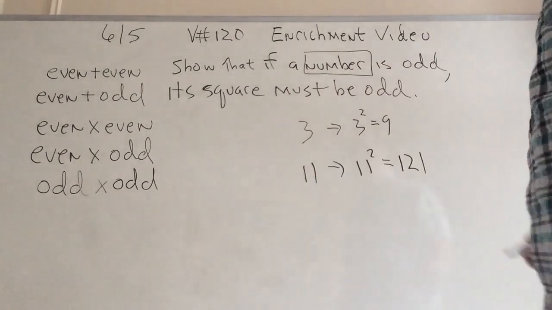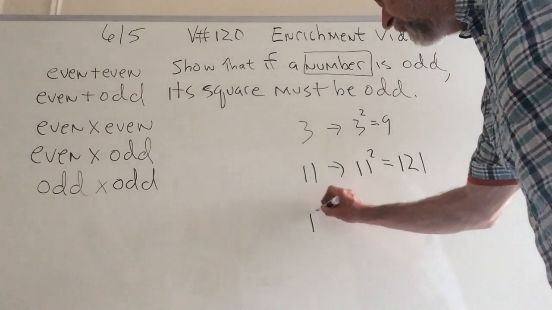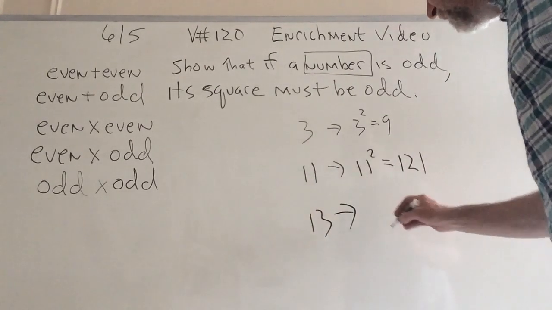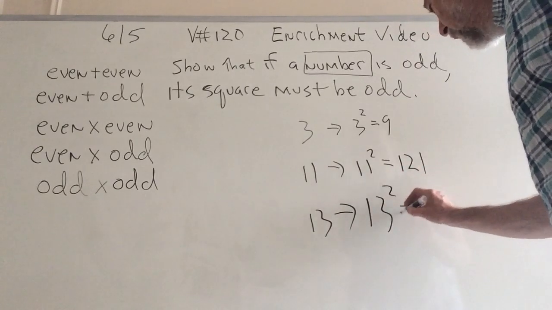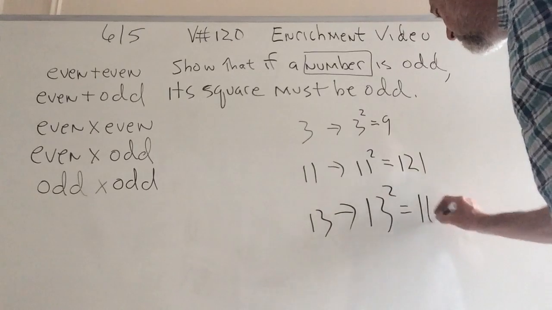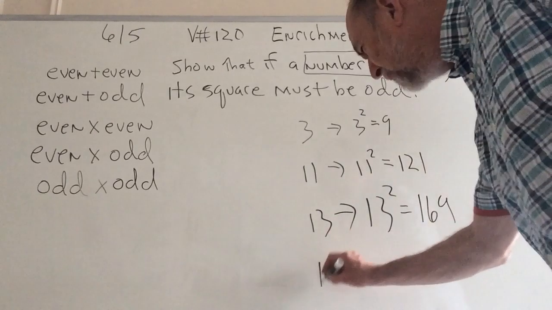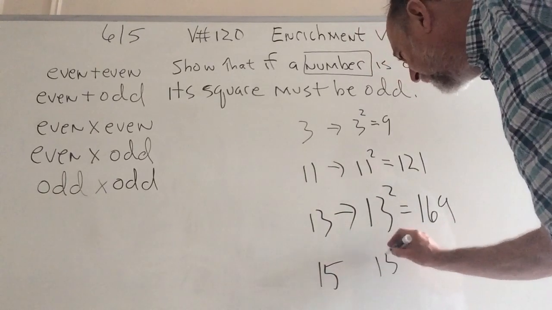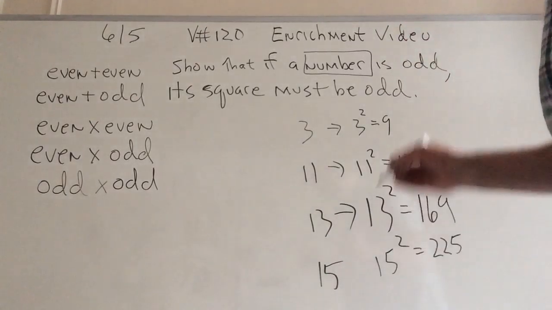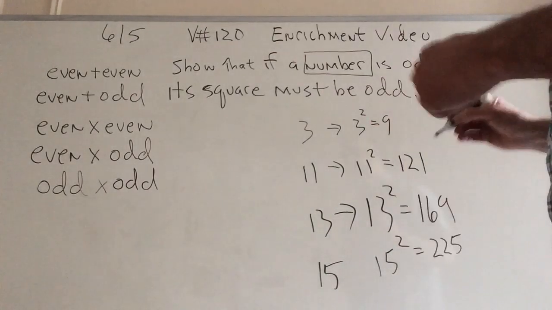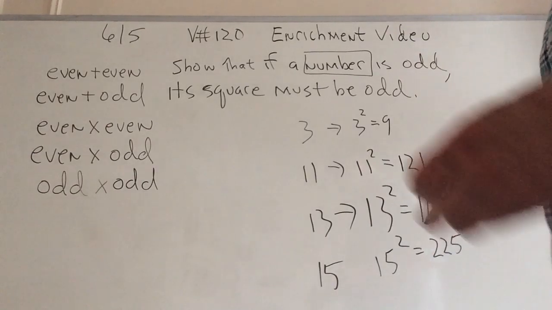Okay? I'll try one more time. I'll try 13, just to make sure that, and 13 squared is 169. I say, am I sure? Yeah. 15 squared is 225. Things I learned in 8th grade. So as far as I can tell, it's true. But is it true all the time?